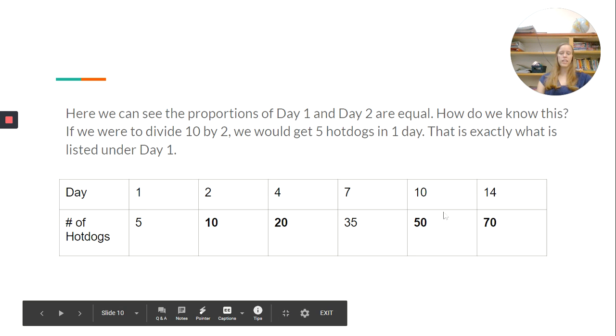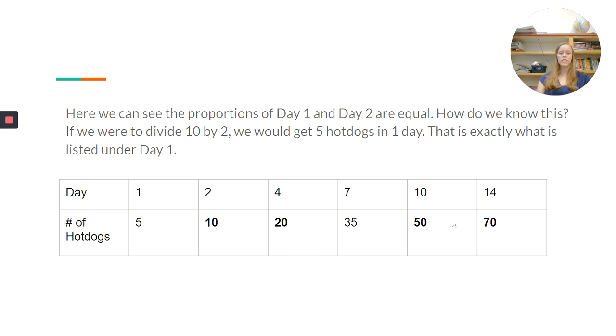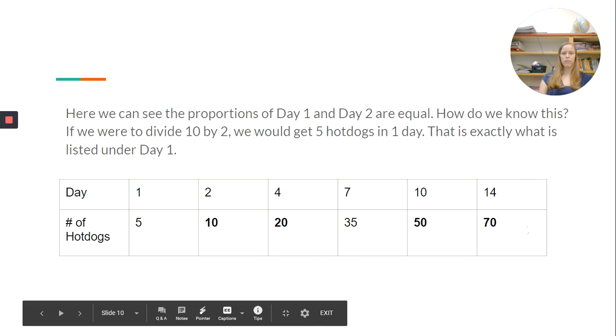So now we go to day 10. Again, we know that if they're eating 5 hot dogs every day, we need to multiply the day by 5, which is the number of hot dogs each day. So we get 50. And then day 14, we take 14 times 5. Or if we double day 7, then we get 70 hot dogs after 14 days.